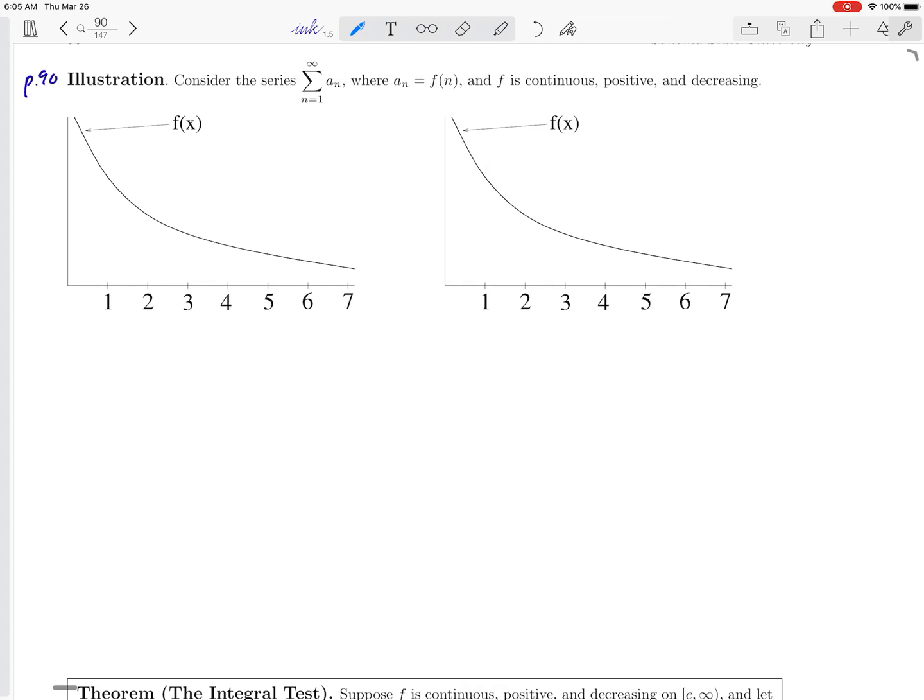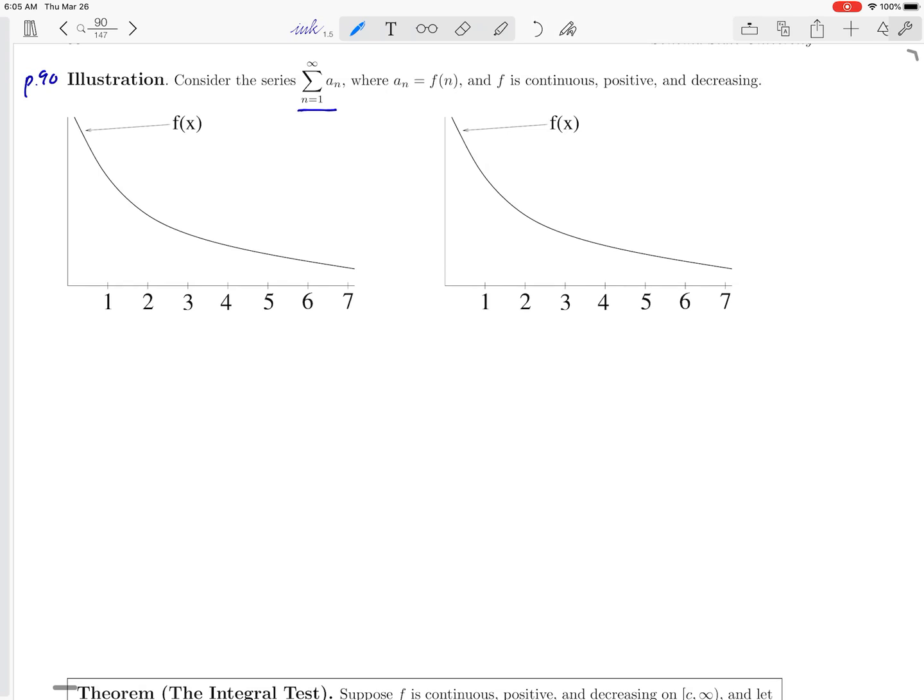Okay, so we're looking at the top of page 90 in our workbook. And in this illustration, we are going to develop a new convergence test that allows us to determine the convergence of a series by comparing it essentially to an improper integral, something that we talked about earlier in the course.